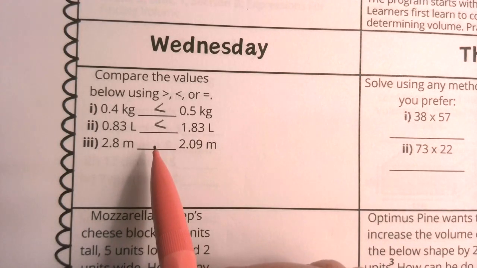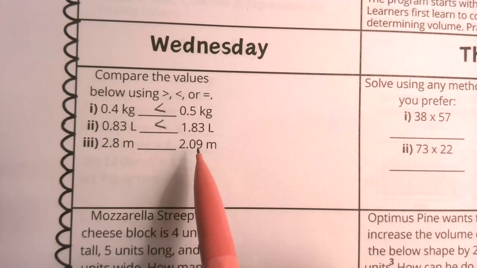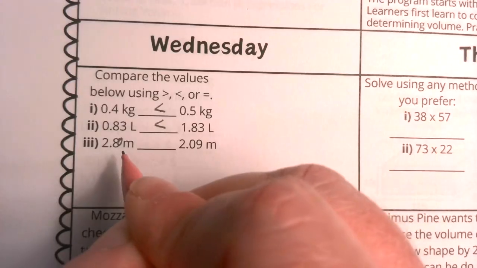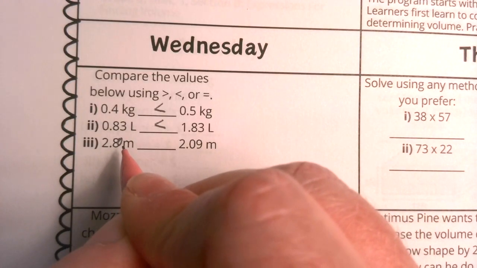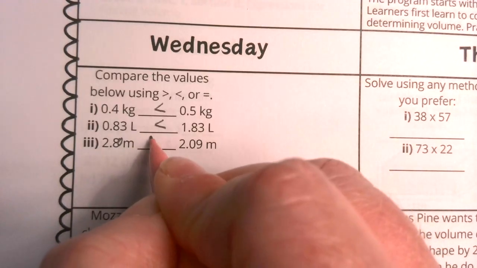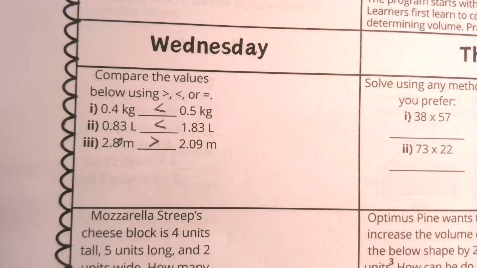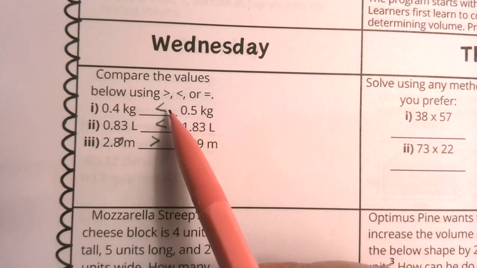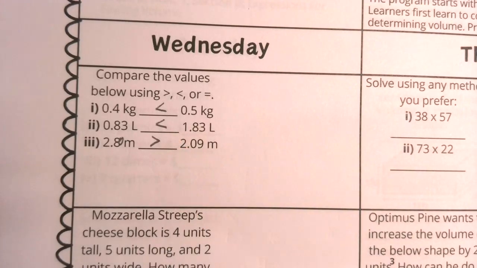Okay, now here we have 2 and 8 tenths meters compared to 2 and 9 hundredths meters. Remember what we saw last week. We can also say this is 80 hundredths. 2 and 80 hundredths certainly is greater than 2 and 9 hundredths. So those are our comparison questions. We should have less than, greater than.